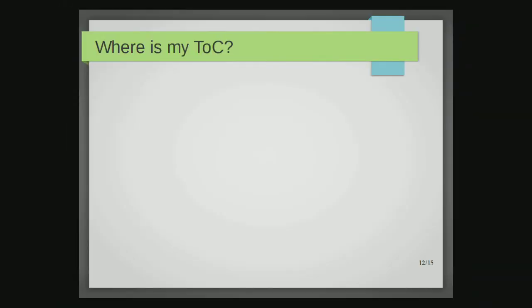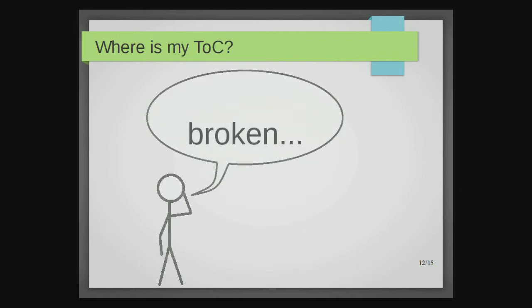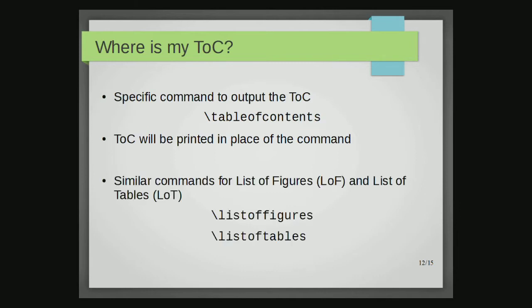Wonderful! We have now decided how our document should be structured. But where is our table of contents? As with the top matter, it is the case that LaTeX does not automatically output the table of contents. In order to have it output the TOC, we must issue the \tableofcontents command. The table of contents will be printed exactly in place of the command. Not only the table of contents is printed in this way, but there are similar commands for the list of figures and list of tables.